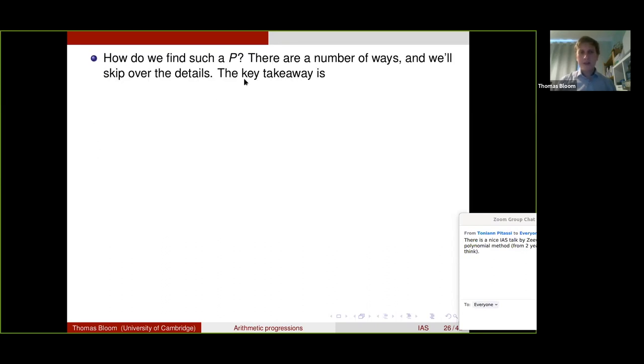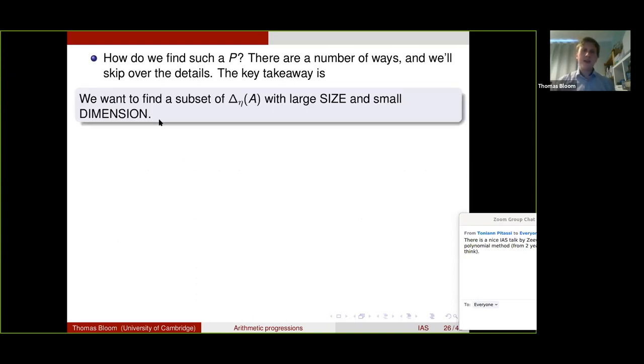So how do we find such a P? Some kind of approximate progression on which A has large density, given the spectral information that there is some level at which the large spectrum is large. There are a number of ways, and I'm going to skip over the details. What I really want to stress is that the main goal now is to find a subset of this eta level spectrum which has large size and small dimension. They're the two parameters that we need to balance against each other.